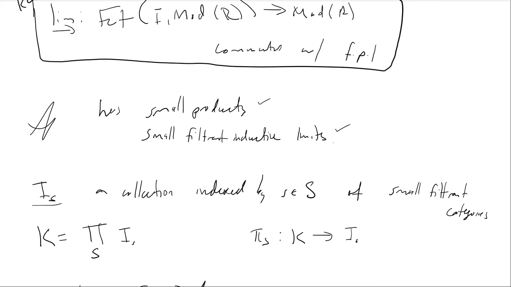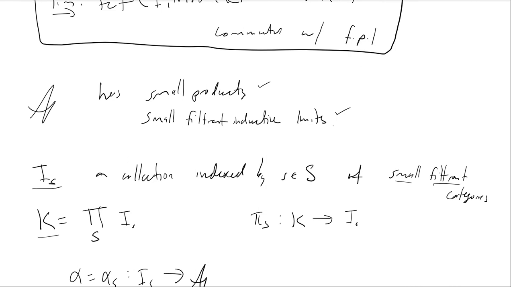So we have a collection of categories, I_s, indexed by some set S, which have to be small and filtrant. And then what we're going to work with is their product category. This will be this guy K here. I know we glossed over in our definitions what's going on with products and other constructions on the categorical level, but it's exactly what you think it is. The objects of K are tuples of objects in the individual categories. The morphisms are component-wise morphisms, and we just bundle them all together.